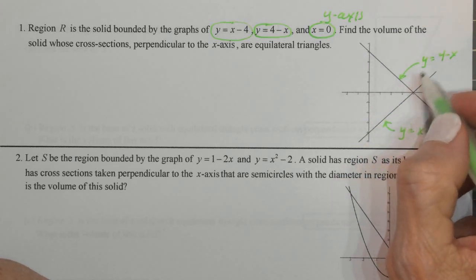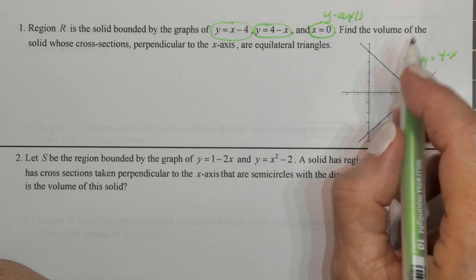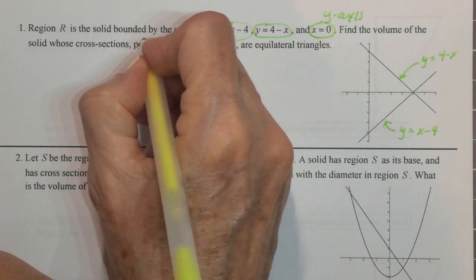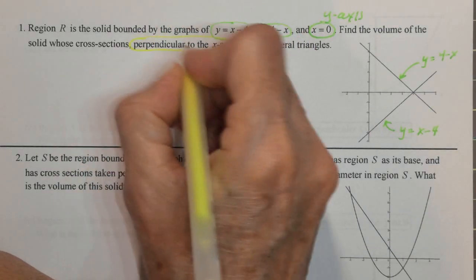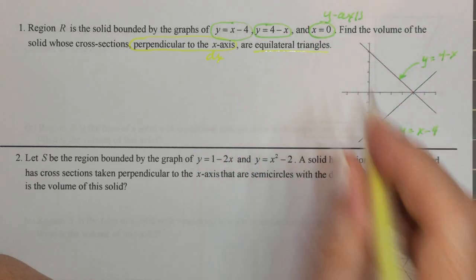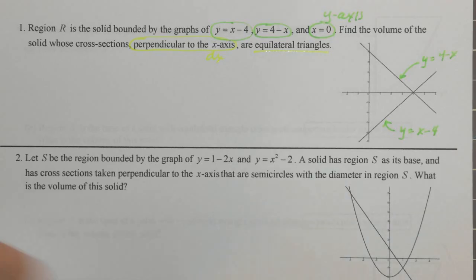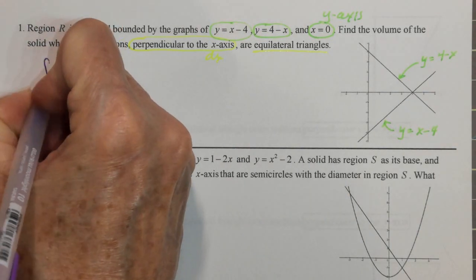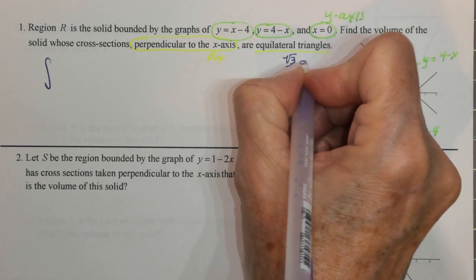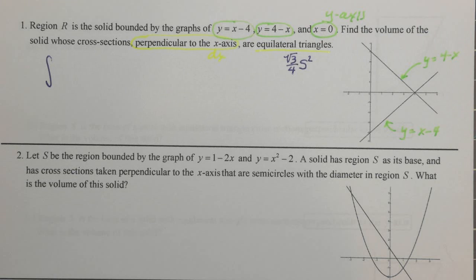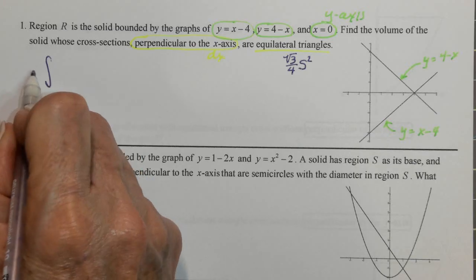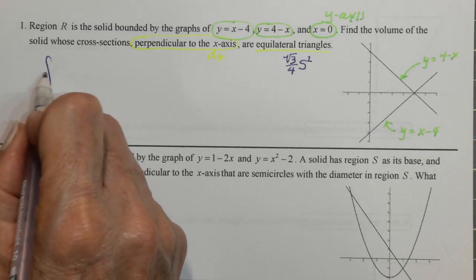Okay? Find the volume of the solid whose cross-section is perpendicular to the x-axis. We like perpendicular to the x-axis. That means we get to keep our dx. Our equilateral triangles. So, integral. As soon as I see equilateral triangles, I think of my formula for the area of an equilateral triangle. We're going to have square root of 3 over 4 s squared. You can put the square root of 3 over 4 inside or outside. It does not matter because it is just a constant.